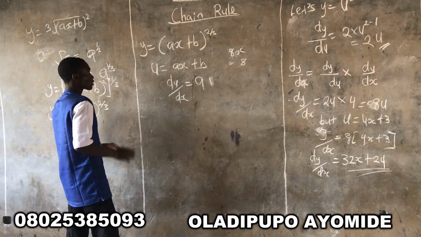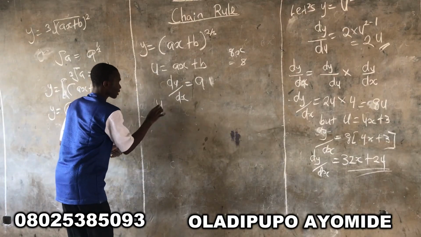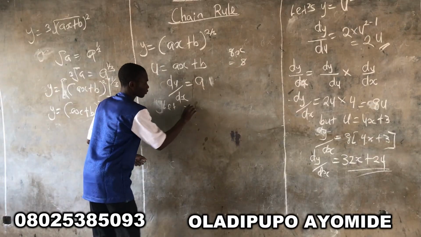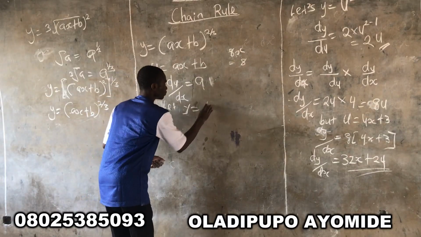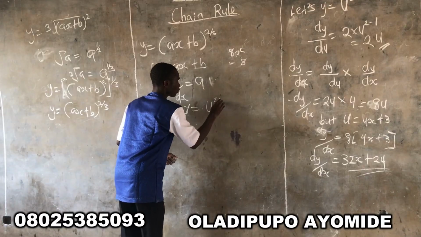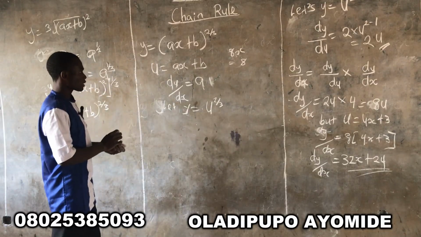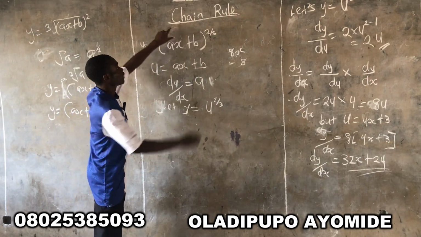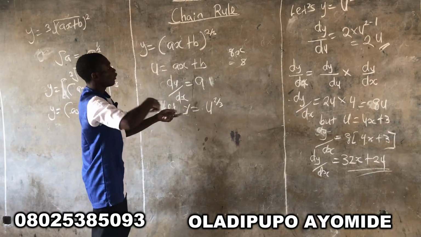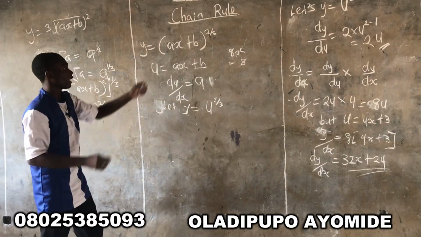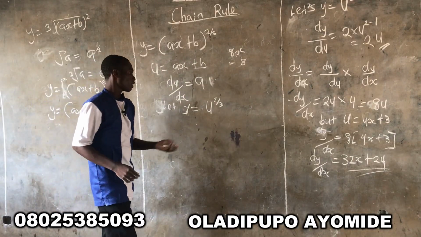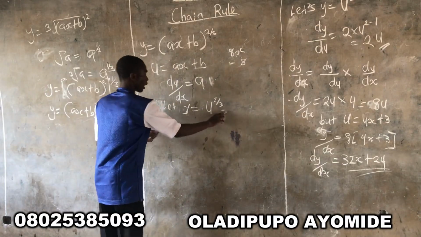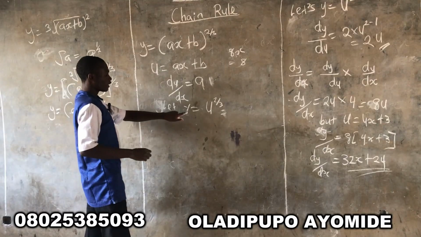Then let's look for our y. Let y be u raised to the power 2 over 3. Like I said earlier, you have to differentiate the upper part, then multiply by their derivative. So now we can say this is equal to our d.